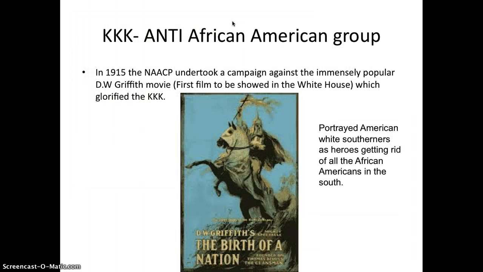The film known as The Birth of a Nation was one of the first films ever shown in the White House, portraying white American Southerners as heroes, getting rid of all the African Americans in the South. This was shown by Woodrow Wilson.